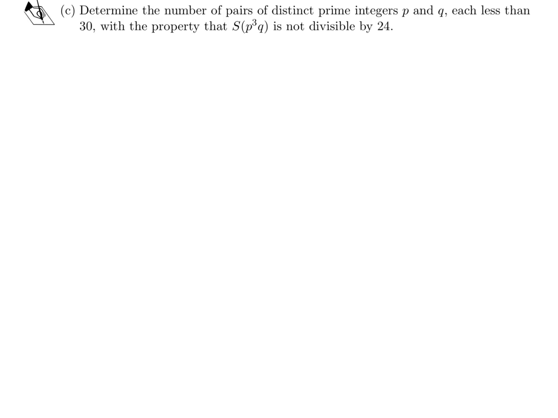And finally, part C: determine the number of pairs of distinct prime integers q and p, each less than 30, with the property that s of p to the power 3q is not divisible by 24. All right, so the same thing, by definition, s of p to the power 3 times q is the sum of the divisors. So we've got to list all the divisors.